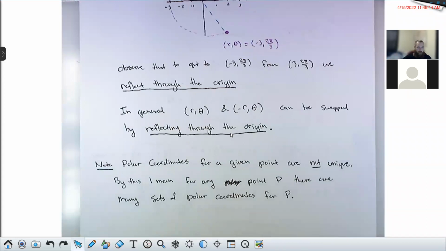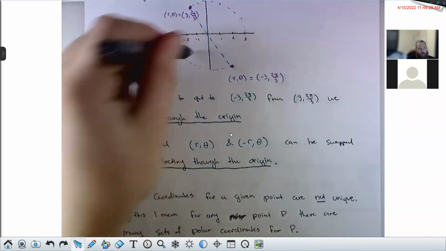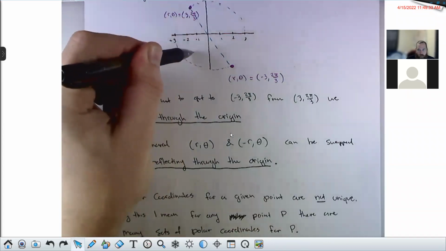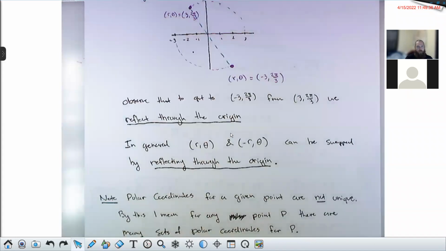This is in stark contrast to Cartesian coordinates. Cartesian coordinates are unique, right? If you point to a point in the XY plane, there is one X and one Y for that point. There's only one way to tell you how to get to that point using Cartesian coordinates. There are many ways to tell you how to get to that point using polar coordinates. Not just two, not just three, there's infinitely many.